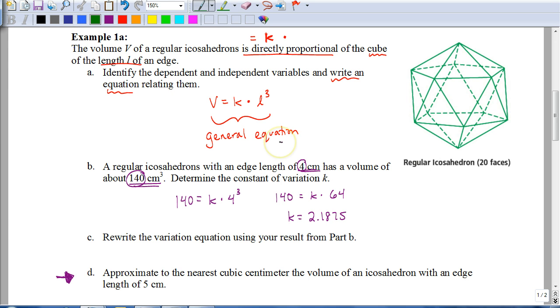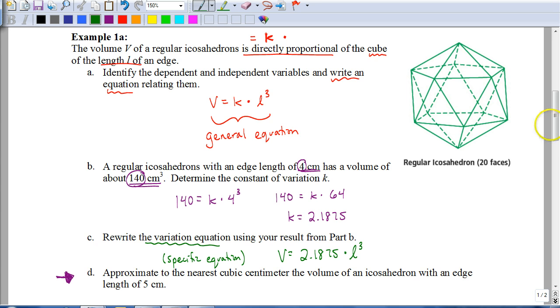So going back, our first step was to come up with the general equation. Our second step was to use the 2 numbers they give us to find out what k is. Our third step is really simple. We're just going to take our answers from parts A and B and combine them. We're going to write a single variation equation, is what they call it. So the variation equation is more of a specific equation, where instead of using V equals K, we're going to actually use the value for K that we found. So it's going to be V equals 2.1875 times your length of the edge cubed.